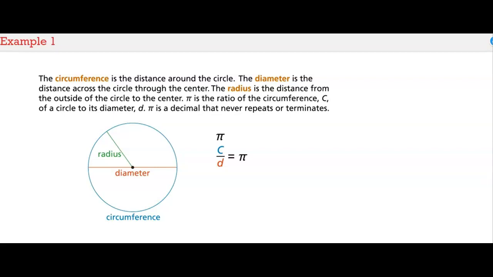Multiply both sides of the equation by d to express the relationship as a formula for the circumference. C equals pi times d. Pi is a decimal number that never repeats or terminates. Its value is 3.14159 and so on without end.